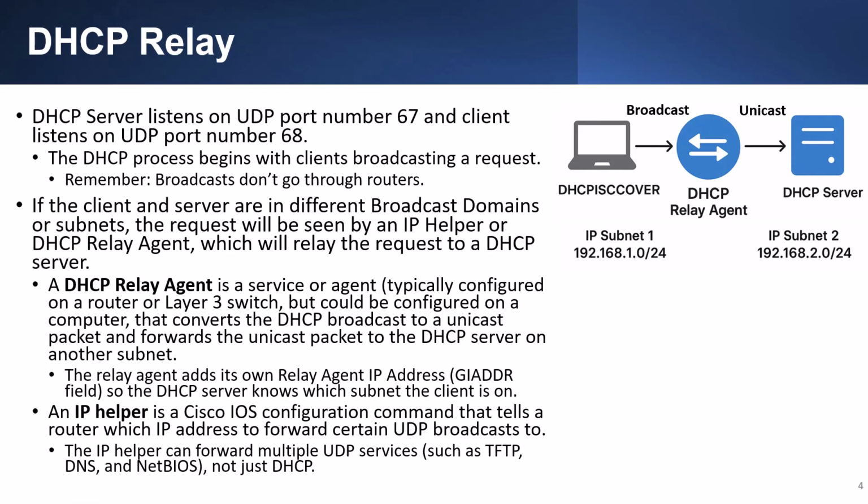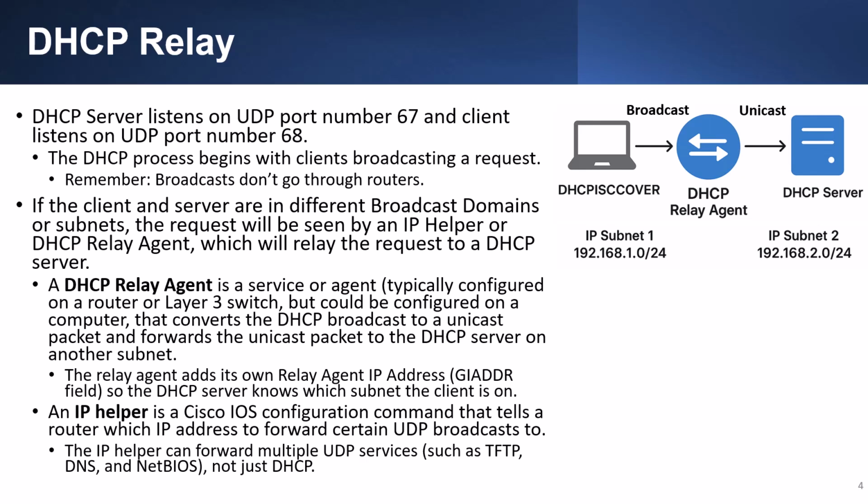DHCP server listens on UDP port number 67 and client listens on UDP port number 68. The DHCP process begins with clients broadcasting a request. Remember, broadcasts don't go through routers. The client and servers are on a different broadcast domain or subnet. The request will be seen by an IP helper or DHCP relay agent, which will relay the request to a DHCP server. A DHCP relay agent is a service or agent typically configured on a router or layer 3 switch, but could be configured on a computer that converts the DHCP broadcast to a unicast packet and forwards the unicast packet to the DHCP server on another subnet.